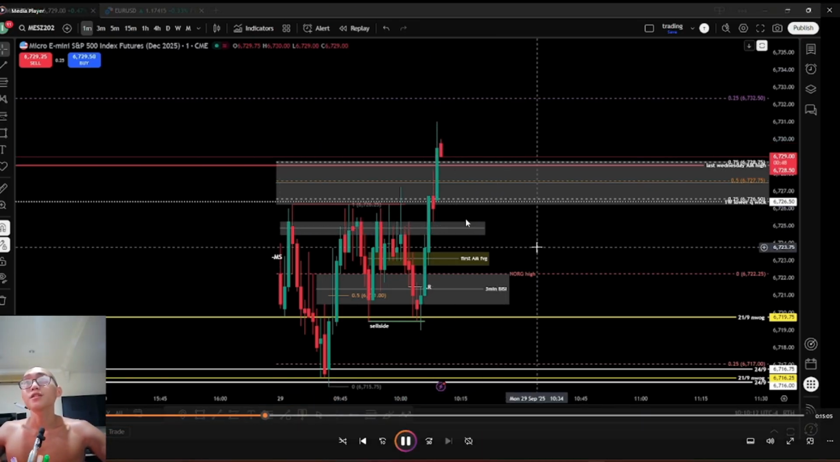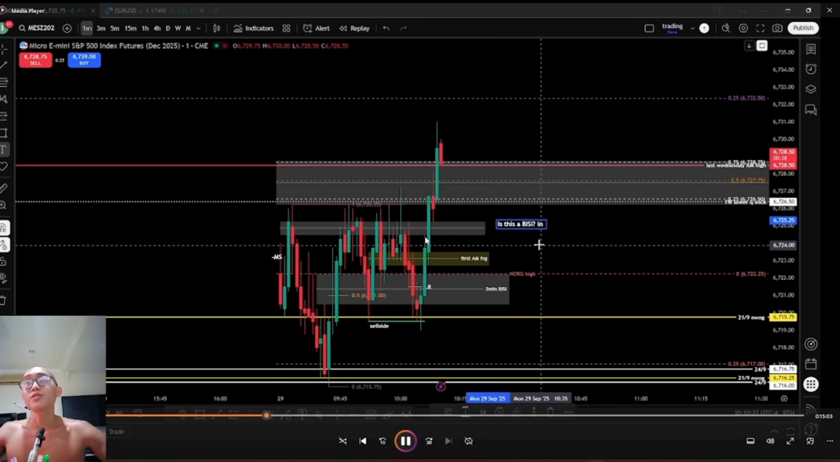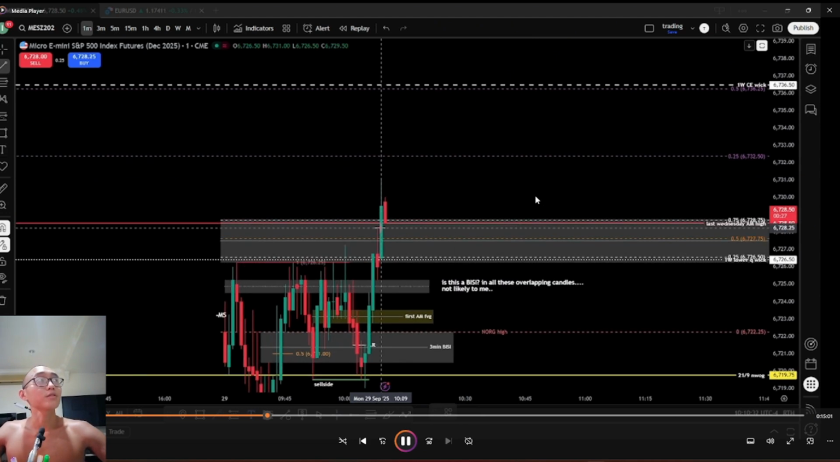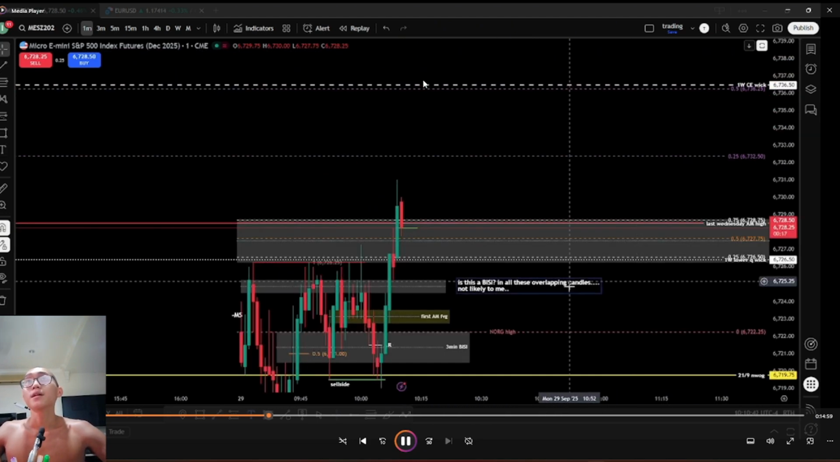Okay, so right now I draw this. This is the first presented fair value gap, okay? Because this looks nicer than this fair value gap here. So I choose this as the first presented fair value gap.